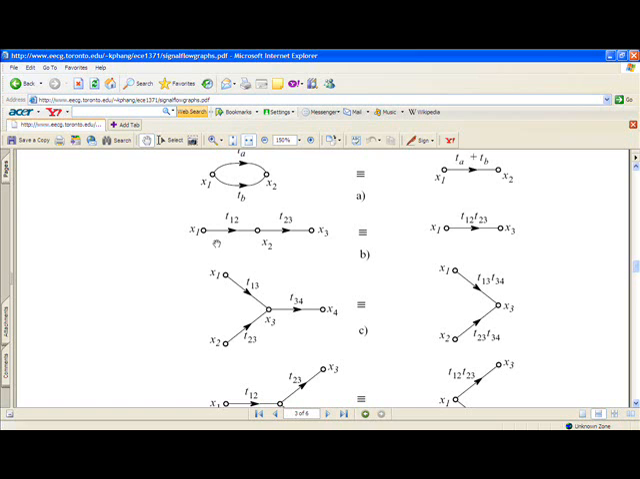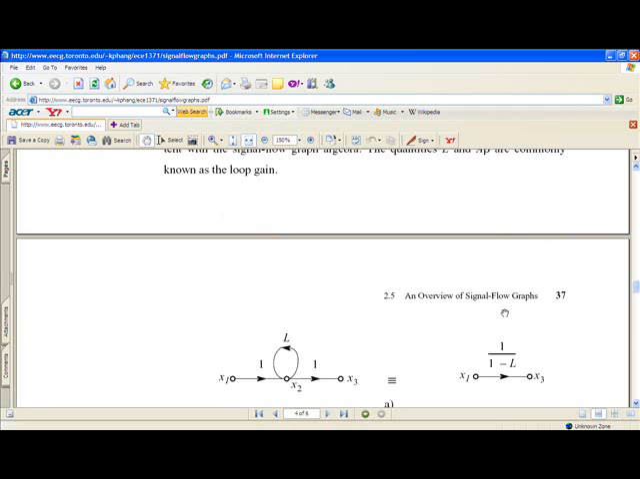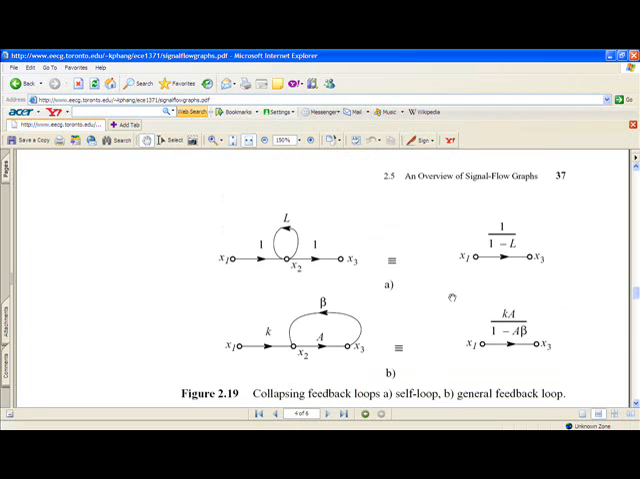Also here we can reduce the number of nodes. Instead of 3 nodes we will obtain two nodes. Same way here, 4 nodes were reduced to 3, and so on. Also we can collapse feedback loops, as you can see here, so we get the equivalent here.